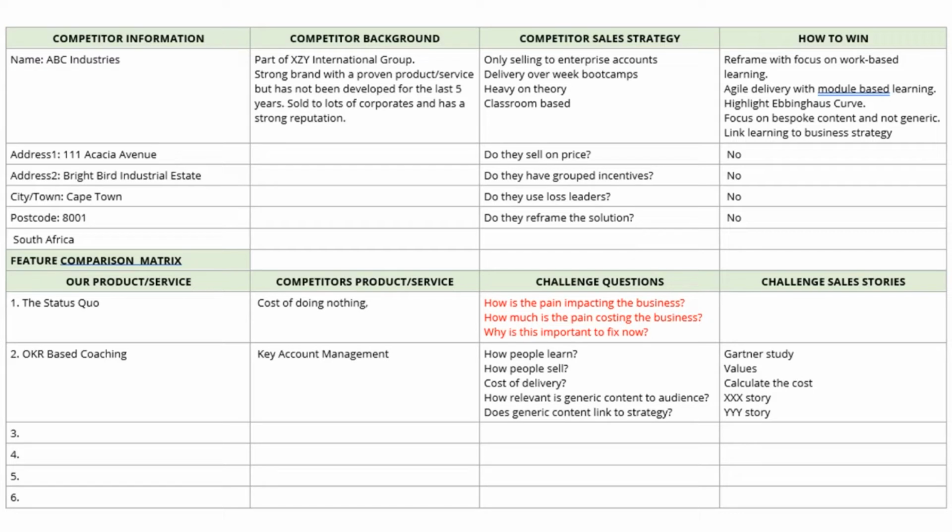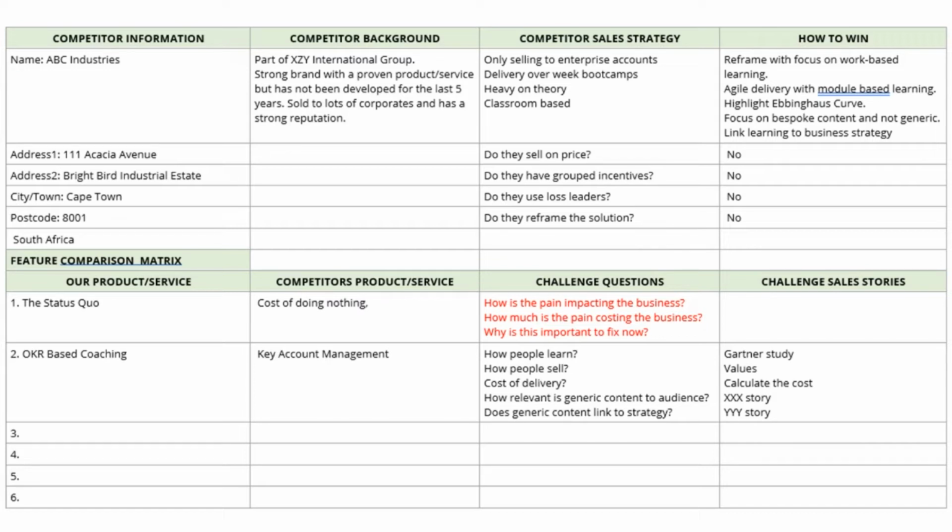So this particular competitor of our own typically only sell to large enterprise accounts. The delivery is over what we call week-long or 2-week-long boot camps. Their style is what we would describe as heavy on theory because it's classroom based. Now, I'm not here to knock them. That's their approach. They're very successful. I'm not here to knock them at all. However, how do we win when we're selling against them? Well, if we know that's their strategy, we have to counter and challenge that.